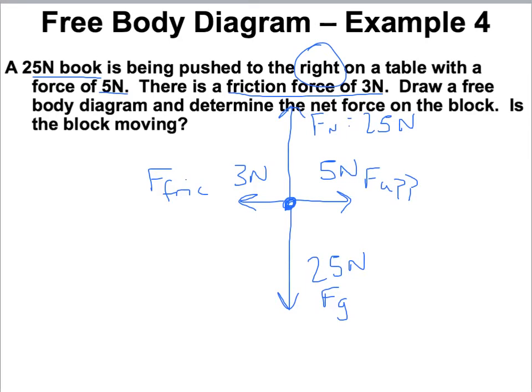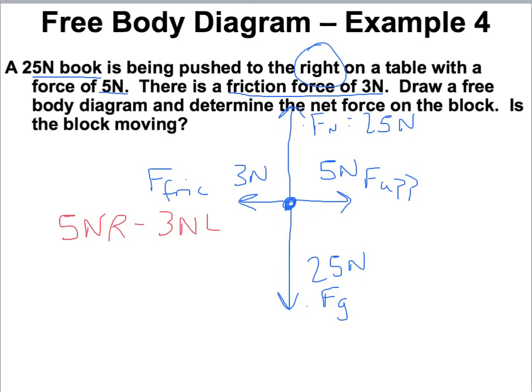So now let's look at this. It says, determine the net force on the block. Well, we can look at the normal force and the force of gravity, and those balance each other out. So there's no net force going in the up and down direction. But if we look at the left and right direction, there's an applied force of 5 newtons to the right, and there's a friction force of 3 newtons to the left.